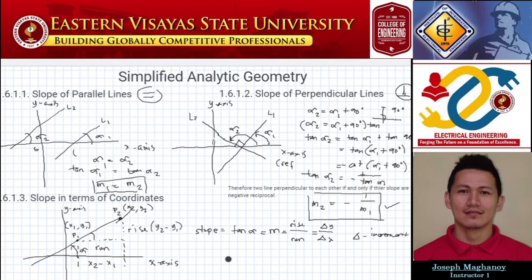So therefore, your slope m is equal to the change in y over the change in x, which is the increment between x sub 2 and x sub 1, and y sub 2 and y sub 1. So rise is y sub 2 minus y sub 1 over x sub 2 minus x sub 1. So that is your slope in terms of coordinates.